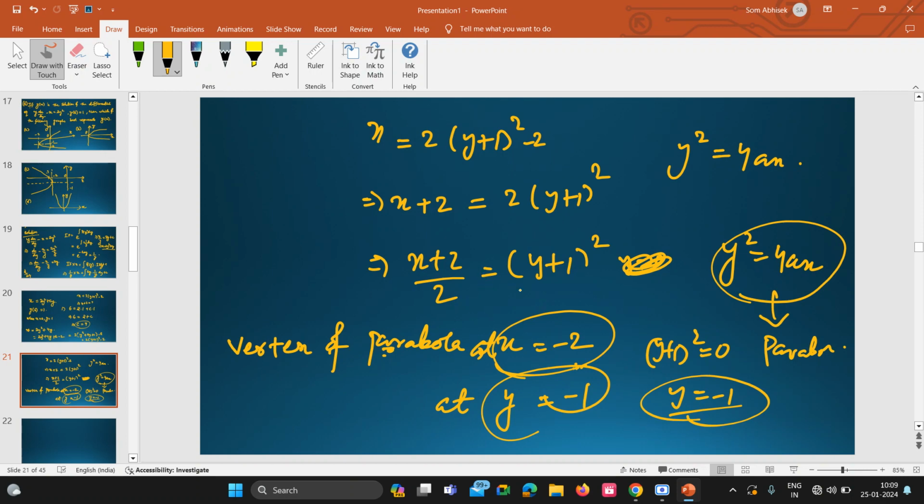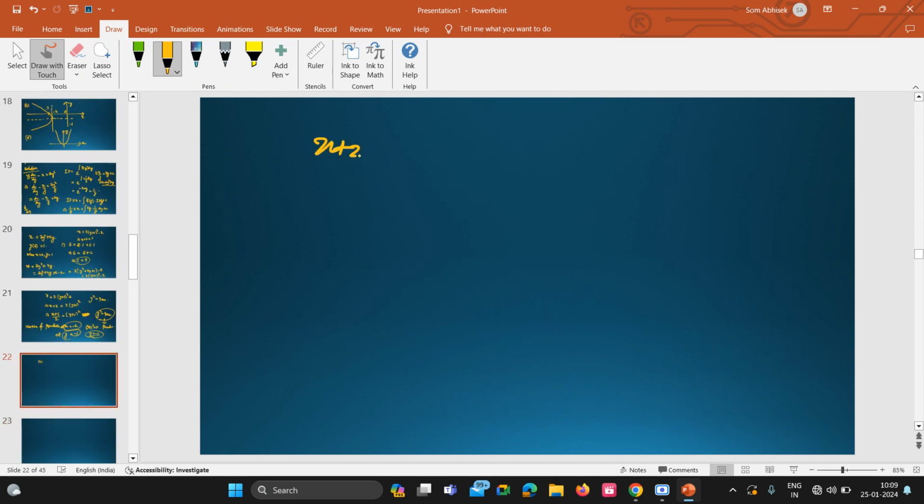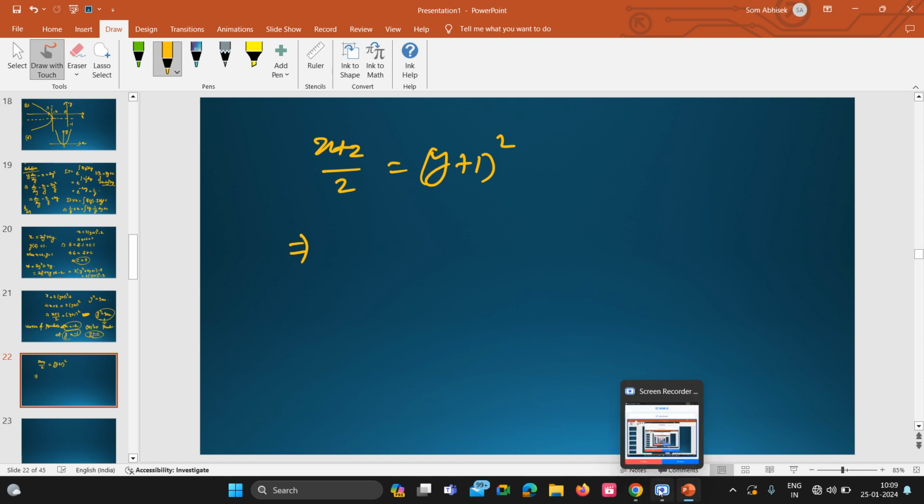Okay, let's do one thing. How to know? See, I will write the equation again: (x plus 2) by 2, (y plus 1) whole square. Okay, now I'll put what? Just a second.